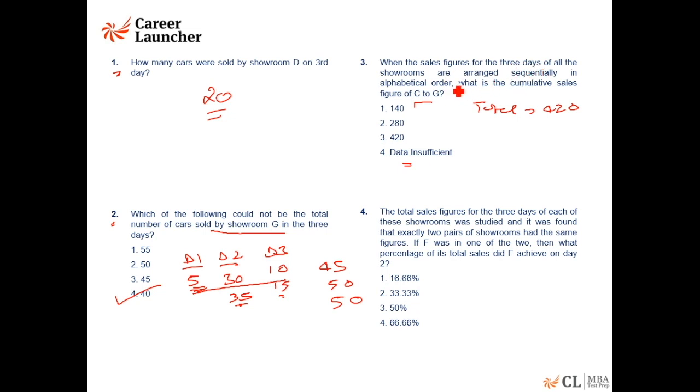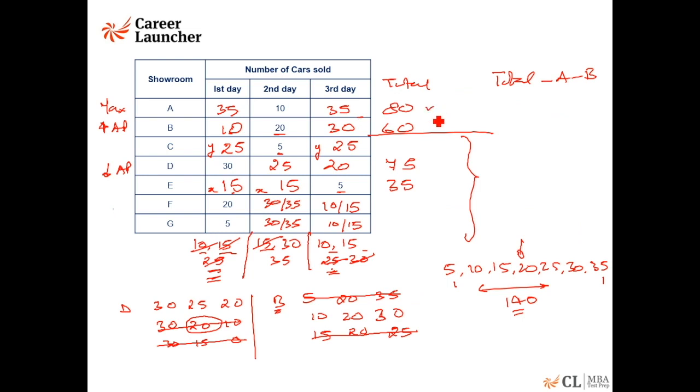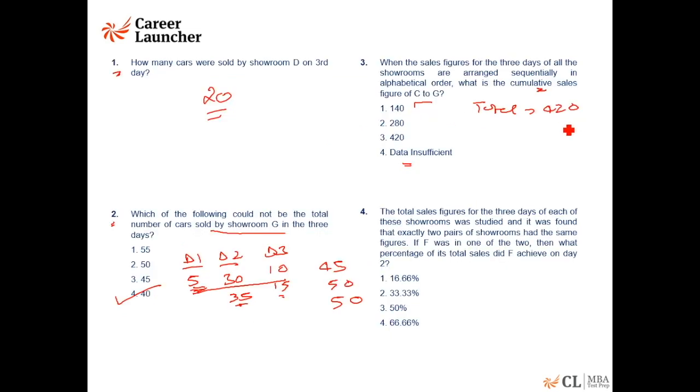Okay, and cumulative sales is what we are looking at. So the cumulative sales of A and B is going to be 80 plus 60, 140. So minus A minus B, you are left with C to G should be 280.